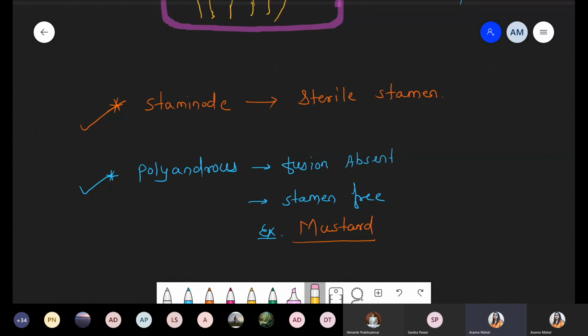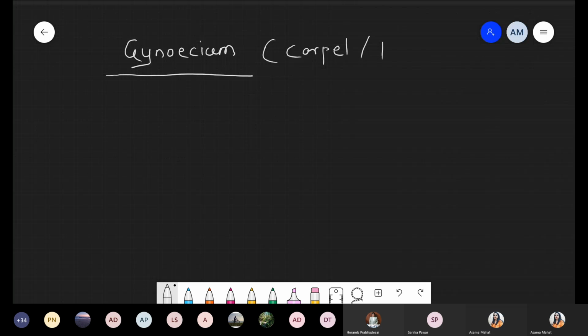Next part, gynoecium, the female reproductive part. So, like the second last point of this chapter, we are talking about gynoecium, and I hope you remember that point. It is gynoecium, also called the carpel, also called the pistil, which is an essential part. In this condition, simply we can say it is involved in gamete formation, that is female gamete, egg formation.